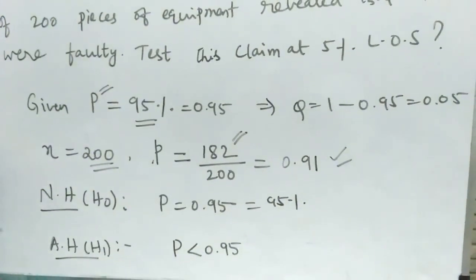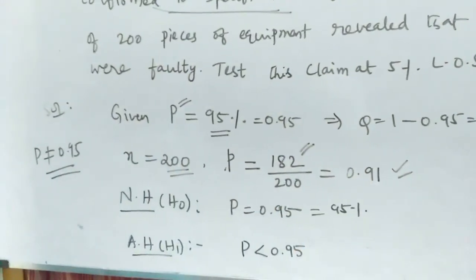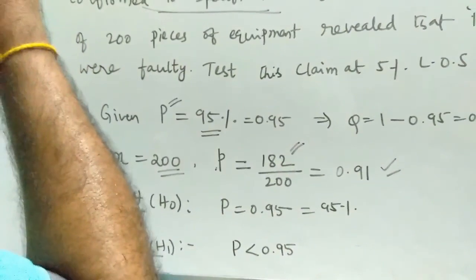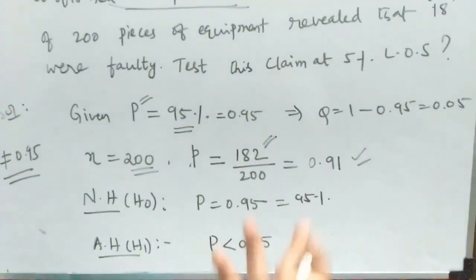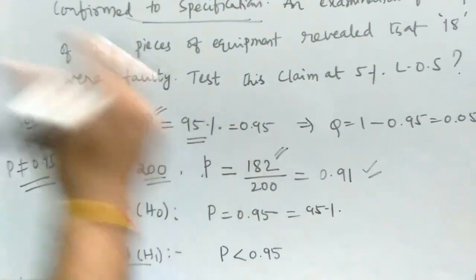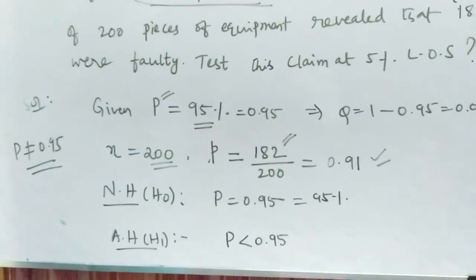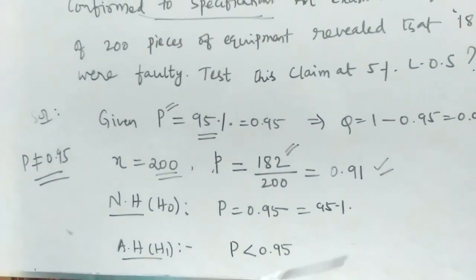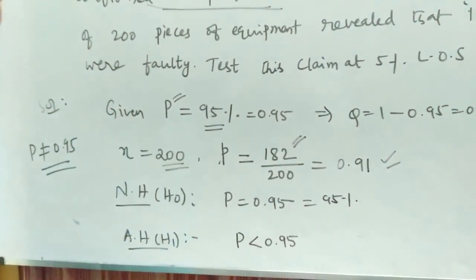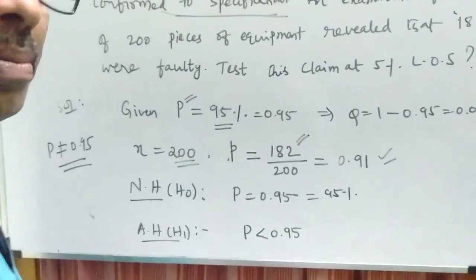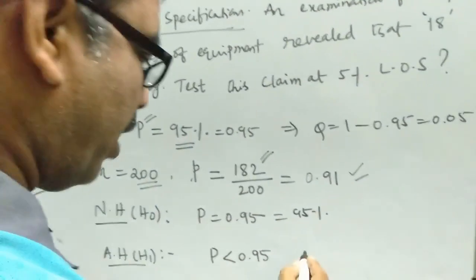Here the alternative is not P not equal to 0.95, because if P is greater than 0.95, it automatically conforms to the specifications. Right? Suppose 96% quality came, so there is no issue. If 96% came, what he claimed is satisfied. If the minimum is 95%, then 96% quality is okay, 97, even 100% quality is no problem. When is there a problem? When the P value is less than 95%, then there is a problem. So the alternative hypothesis should be taken as P less than 0.95.